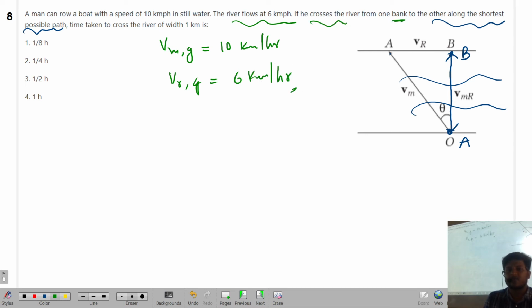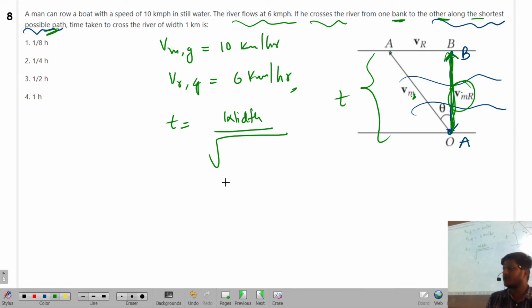If he crosses the river from one bank to another along the shortest possible path, to select the shortest possible path, the person should go along this way or not? Tell me yes or no. The velocity of man with respect to river should be along this path or not? So the time taken along this path is equal to the width of the river divided by the square root of velocity of river square minus velocity of man square. Got it or not? Uh, that is a different formula. Wait.